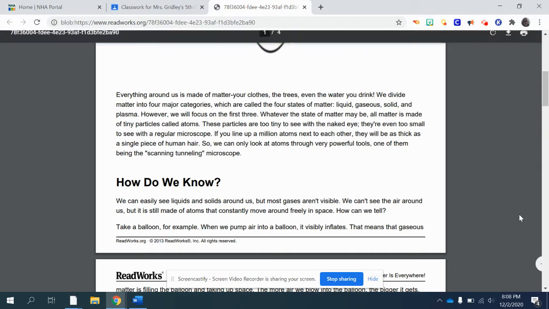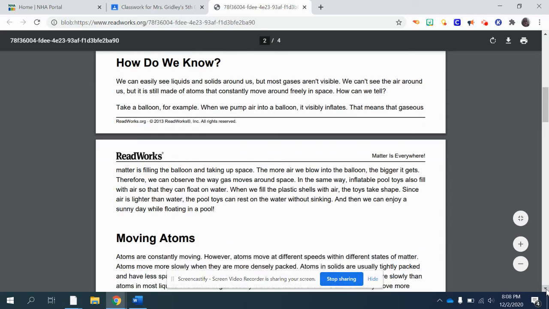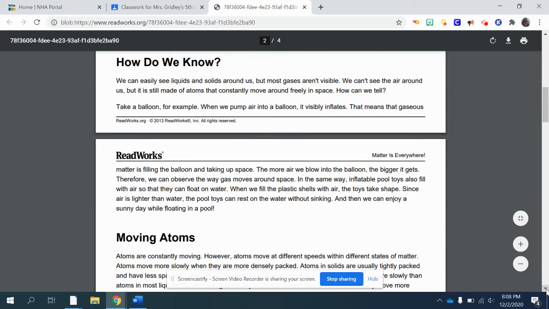How do we know? We can easily see liquids and solids around us, but most gases aren't visible. We can't see the air around us, but it is still made of atoms that constantly move around freely in space. How can we tell? Take a balloon, for example. When we pump air into a balloon, it visibly inflates. That means that gaseous matter is filling the balloon and taking up space. The more air we blow into the balloon, the bigger it gets. Therefore, we can observe the way gas moves around space.